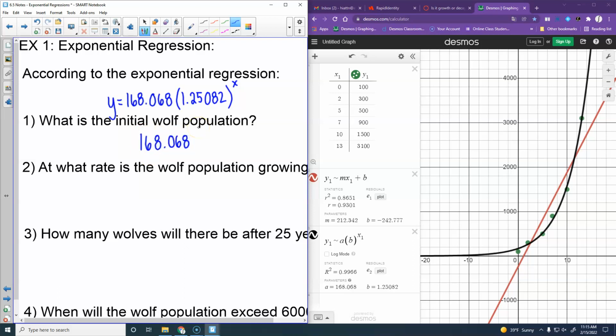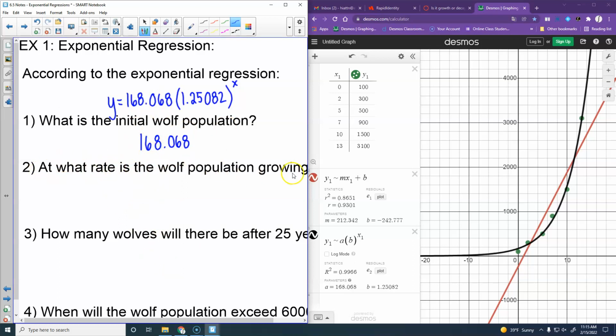Now, it does not make sense to have 0.068 of a wolf, but that's what our regression tells us, right? Because the regression is just looking at numbers. It doesn't know that these are wolves and that it needs to round. So we're just going to use the number that it gives us there. Now, sometimes I might ask you to round to something there, but we'll usually have the decimal.